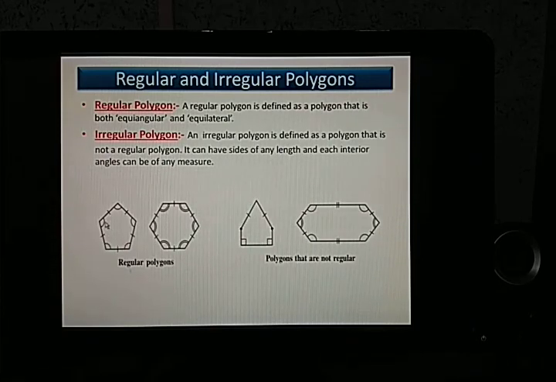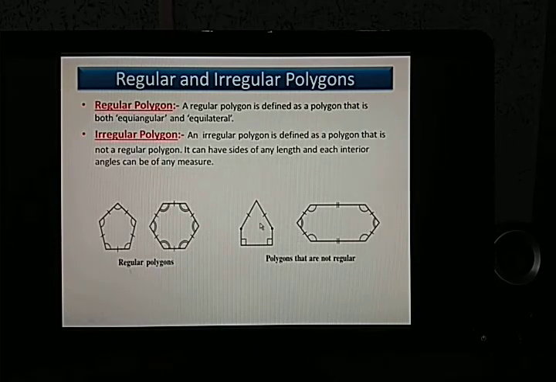Some examples you can see. Regular polygons, you can see. Here all the angles, this is the pentagon and this is the hexagon. Here all the angles of the polygon are equal. If you measure it, it will be equal. Here also in a hexagon also, all the interior angles will be equal. Also the sides you can see, they are equal. That is both, these are both equiangular and equilateral.